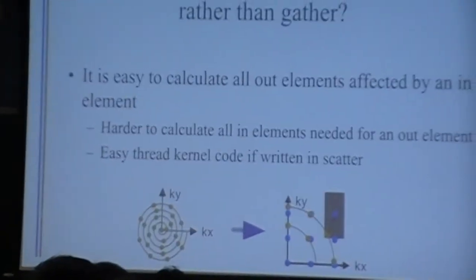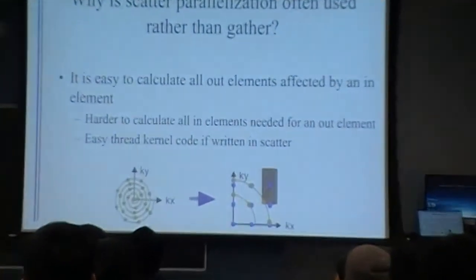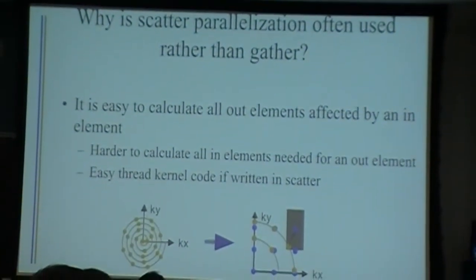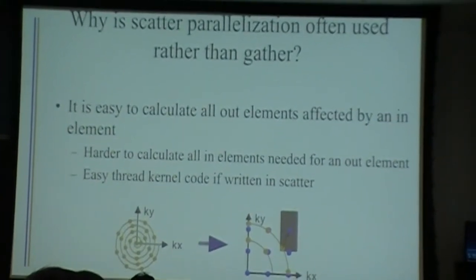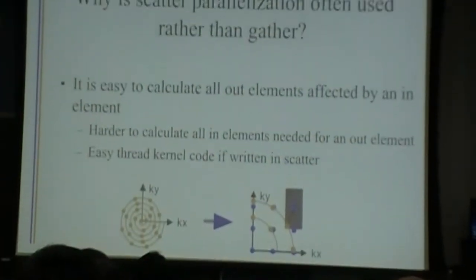So if it's scatter, it's easy to write this in a scatter style where I look at my input and then I know where to affect all the outputs. It's easier to write that than the other way around. And maybe computationally less expensive as well in sequential. Great.